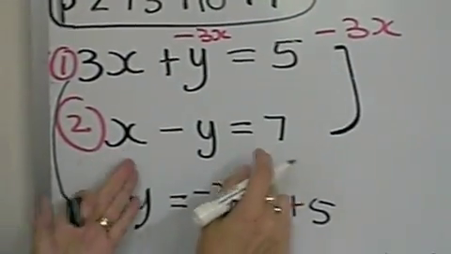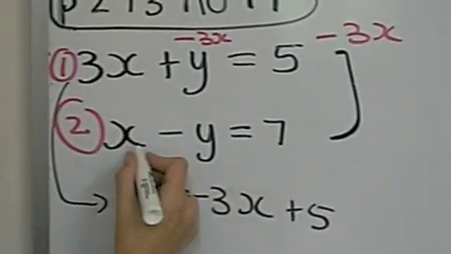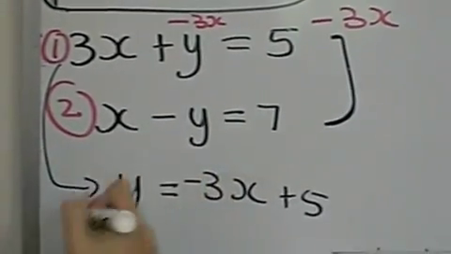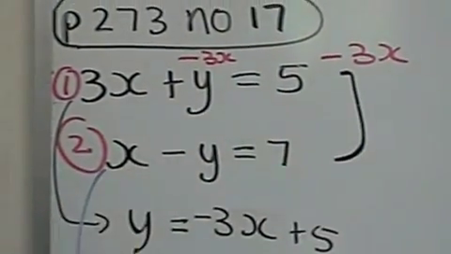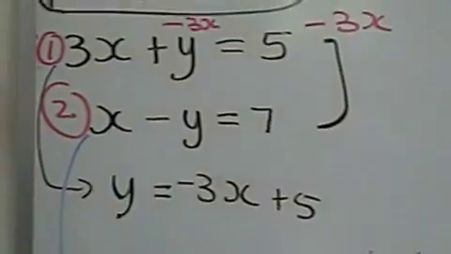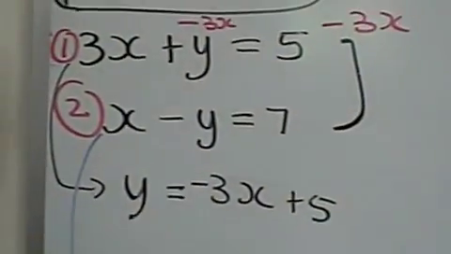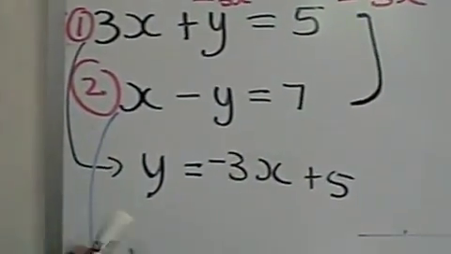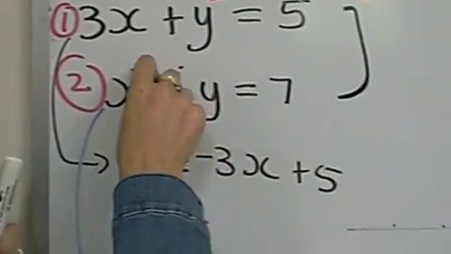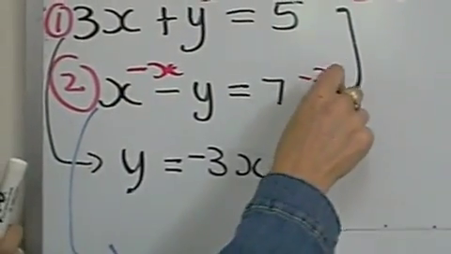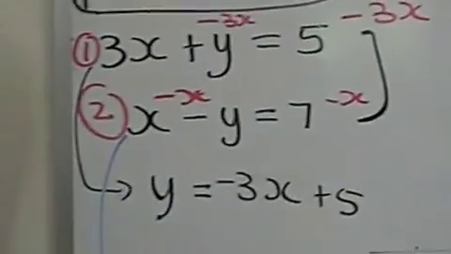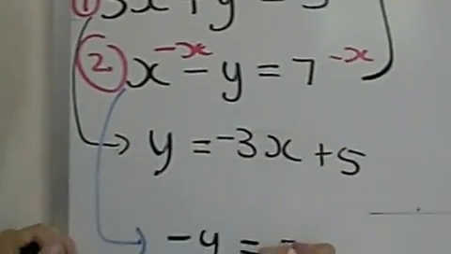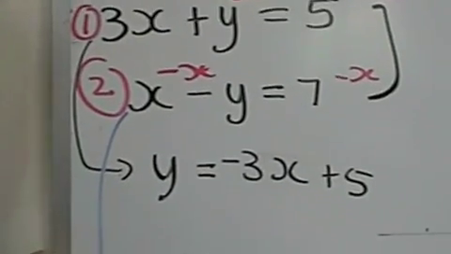Okay, now we're going to go for the second one. And the second one is even easier because I can just take the x to the other side. So let's move this one down here. We can do the second one here. I have to just take x to the other side. So minus x on this side, minus x on that side. And here we go. I'm going to say -y = 7 - x.